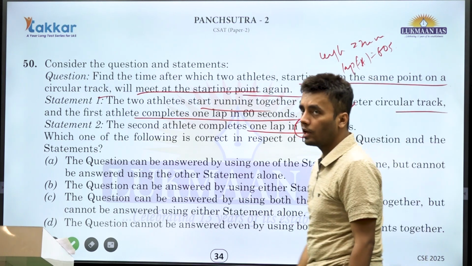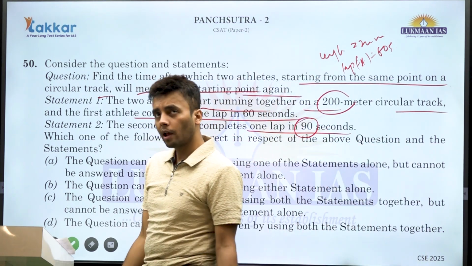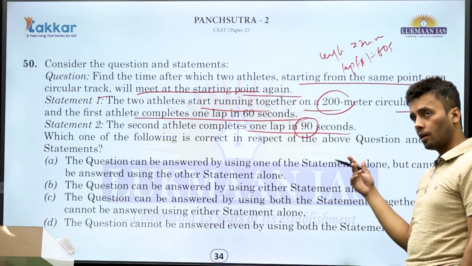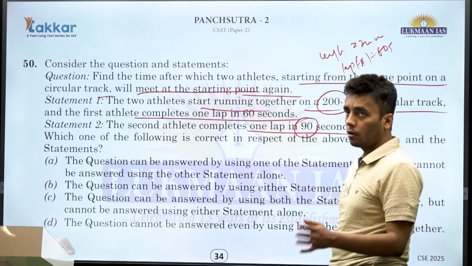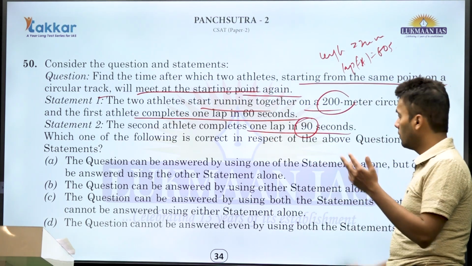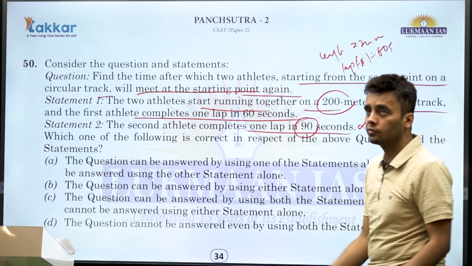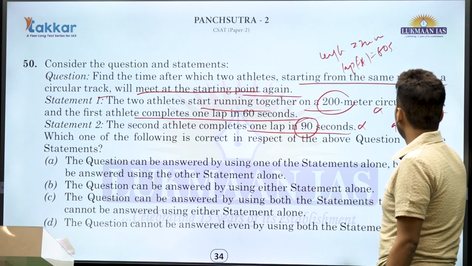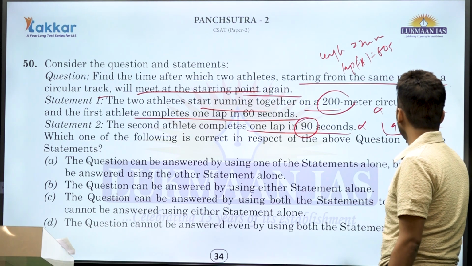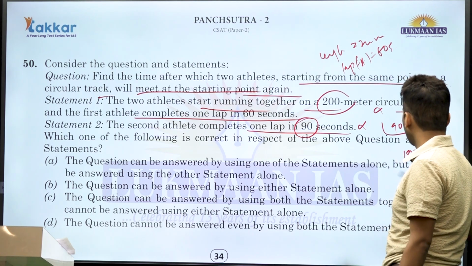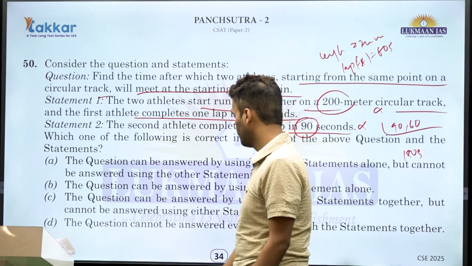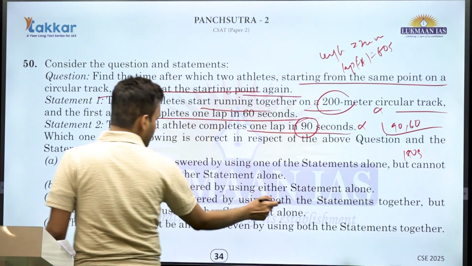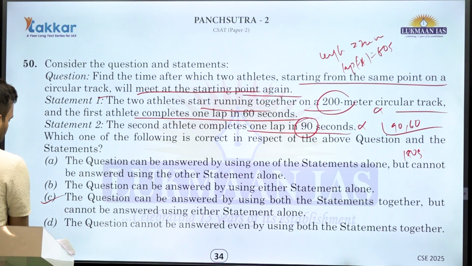The second will complete the lap in 90 seconds. So from this we get the time taken by athlete A to complete the lap. But can we deduce anything? We also require the time taken by the second player. So statement 2 alone also cannot answer, because it gives the time taken by the second player, not the first player. So it is alone not sufficient. Both statements alone are not sufficient to answer the question. On combining them, we just find the LCM of 90 and 60, which is 180. So after 180 seconds, that is 3 minutes, they both will meet. So the question can be answered by using both statements together, but not alone. C is the right answer.